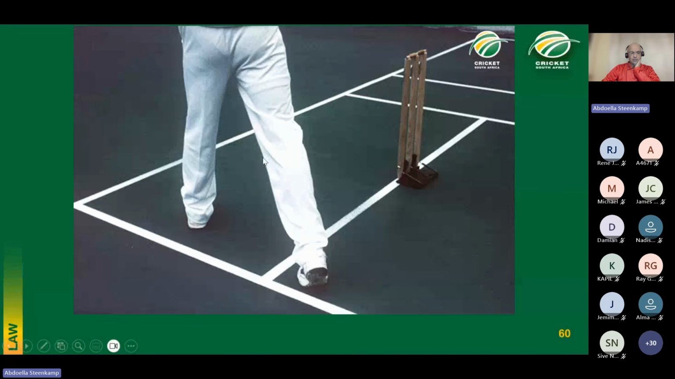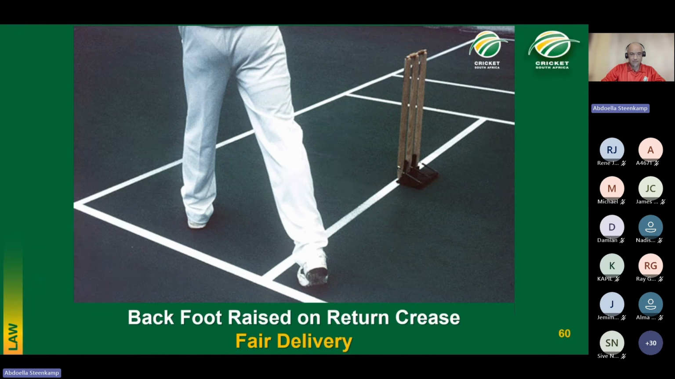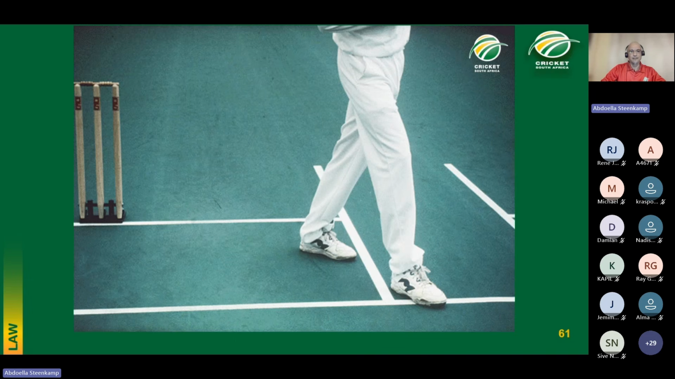Front foot: there is part of the front foot behind the back edge of the popping crease, so we're happy with the front foot. Is the back foot touching the return crease? No, it's not. That's why this is a fair delivery. The back foot needs to touch. Even though you can see in the pic the back foot is in the air over the return crease, it's not touching it. As long as it's not touching that return crease, it's a fair delivery.